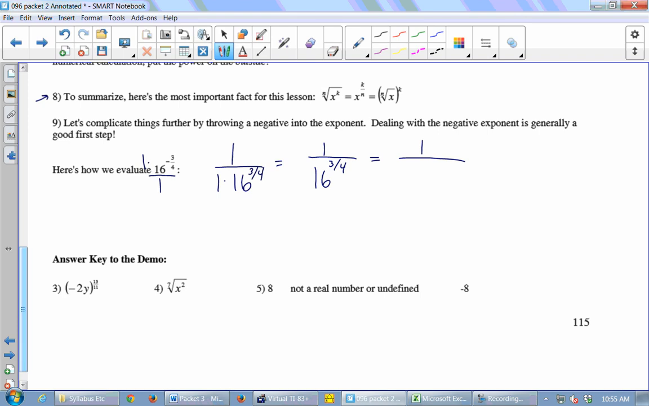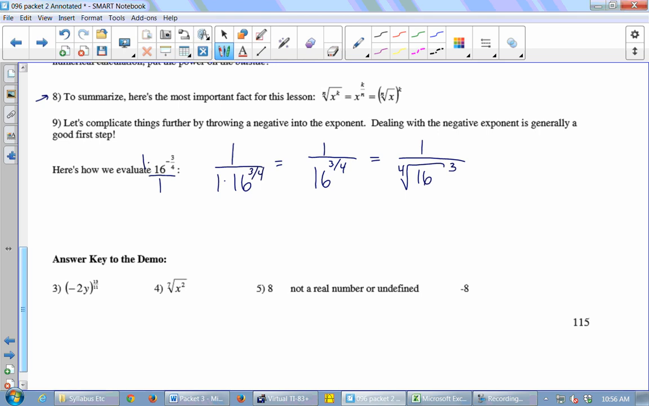Now let's rewrite 16 to the 3/4 using a radical. So which number is my index? The 4, yep. The index goes below deck, right? So the 4 is going to be the index. Flowers go up, so powers go up. So 3 is my power because it's on top of the fraction. So I'm going to do the 4th root of 16 cubed.